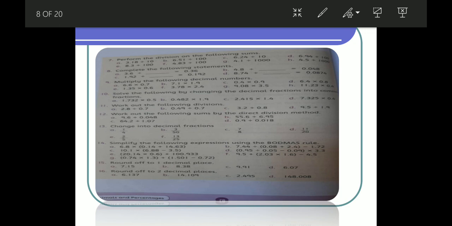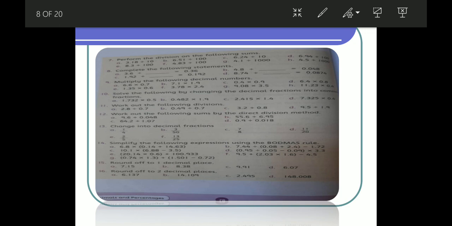Question number 10. Solve questions by changing the decimal fraction into a common fraction. What you have to do is simply multiply it. Question number 11, division question. Question number 12 is also a division question. Question number 13, change into decimal fraction. So this is the part you have to solve. I have done this part for your understanding.